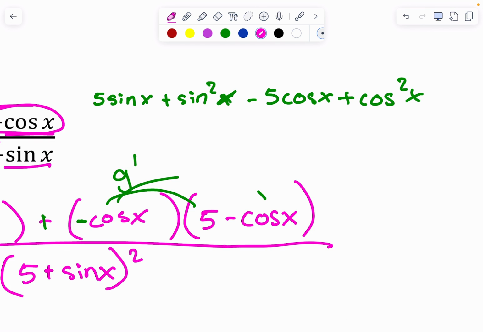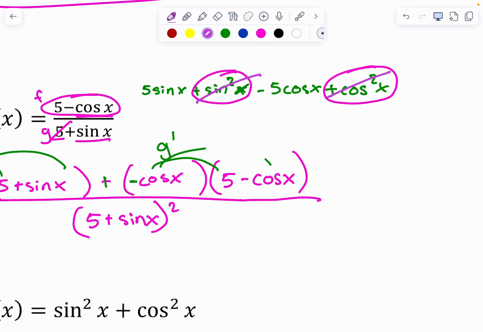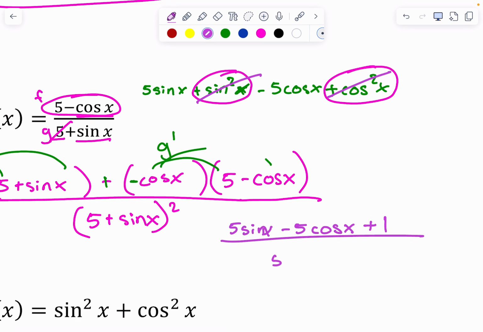Did you know that sine squared plus cosine squared is equal to 1? There's a poster somewhere that says, I wish I were a sine squared and you were a cosine squared, so together we could be 1. So these two reduce to 1, and the rest of that top part doesn't go away. So we have 5 sine of x minus 5 cosine of x plus 1 over 5 plus sine of x squared. That's how I would simplify him.